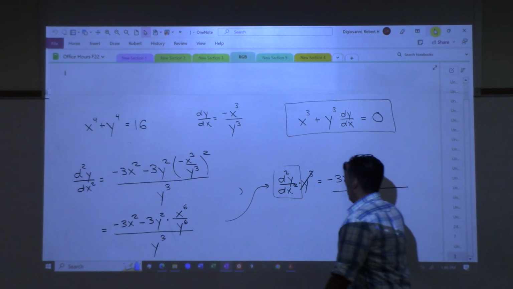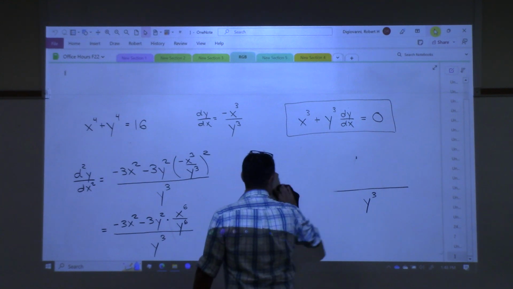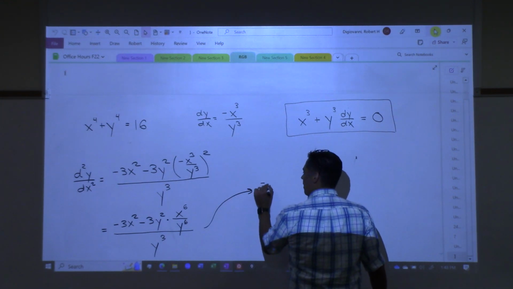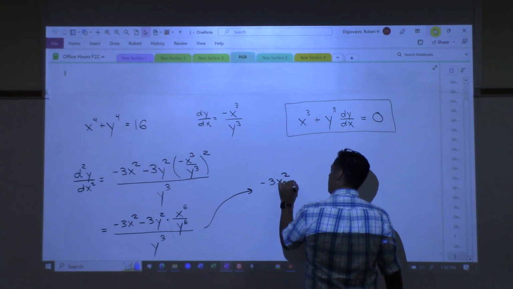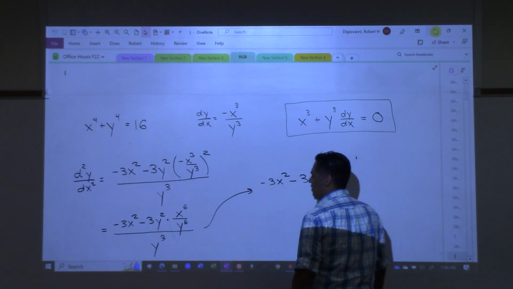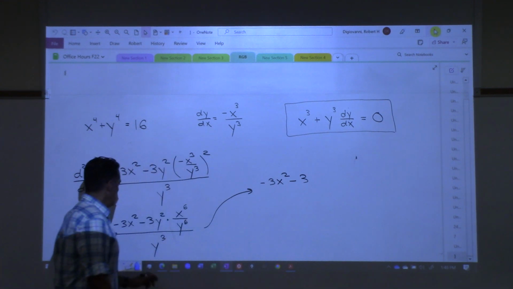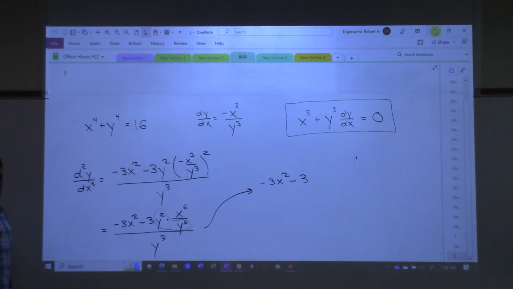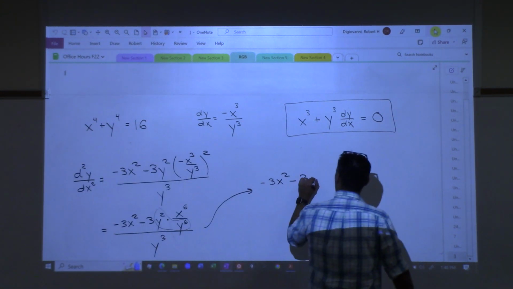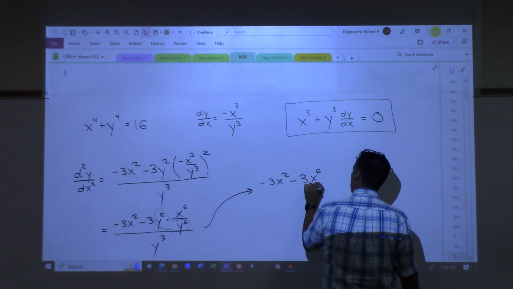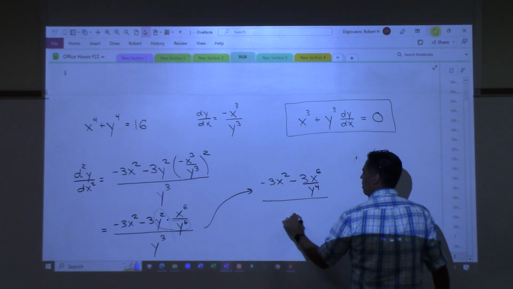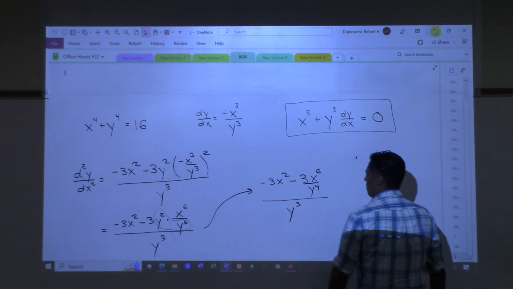I'm going to keep going because I can put some stuff together still. Negative 3x squared minus 3. Okay, let's see what happens with these y's. That's really a y to the 4th on the bottom, isn't it? And an x to the 6th on top. I'm going to write it like this, x to the 6th over y to the 4th, and then all of that over y to the 3rd.